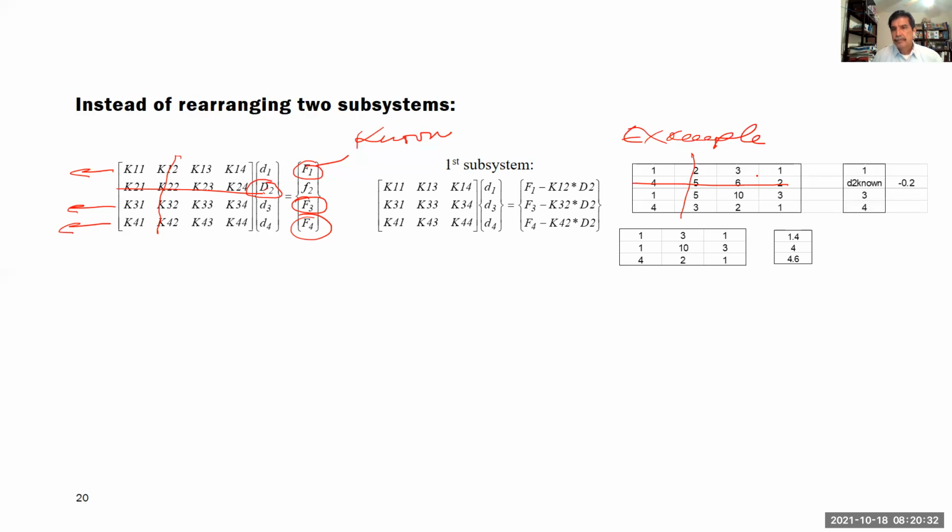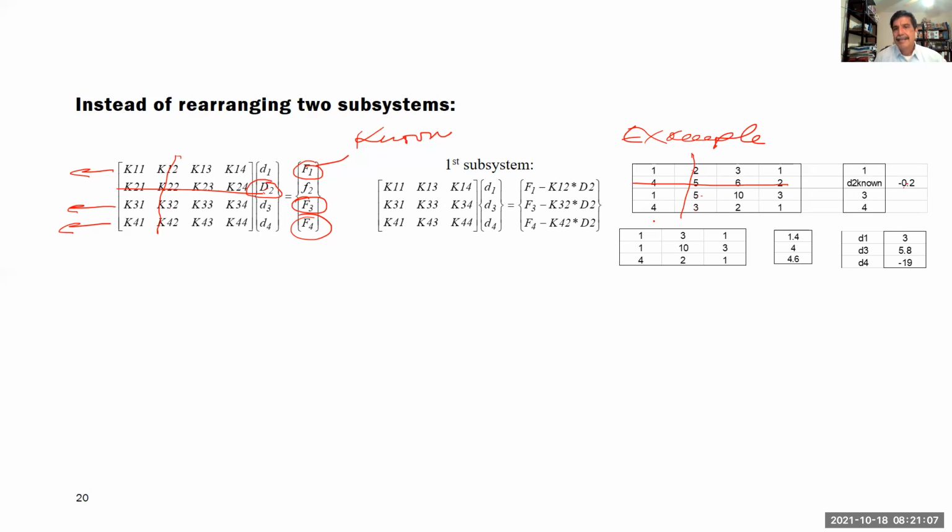Now we multiply minus 0.2 times 2, that's minus 0.4, and move it to the right. So it's going to be 1 plus 0.4, that's this. Minus 0.2 times 5 is minus 1, move it to the right, so that's 4. Minus 0.2 times 3 is minus 0.6, move it to the right, plus this, that's 4.6. So this is the system of equations that we see here. We solve it like this.